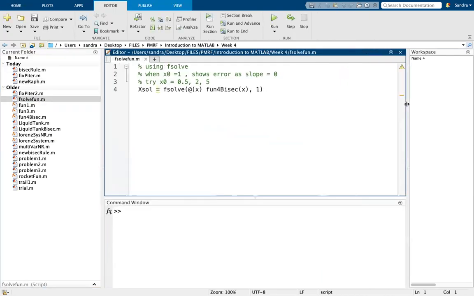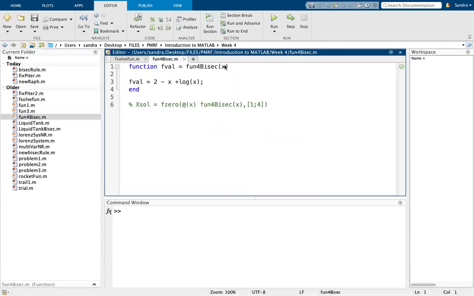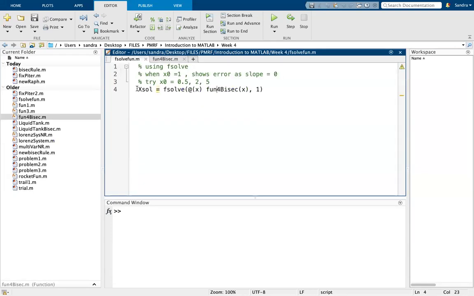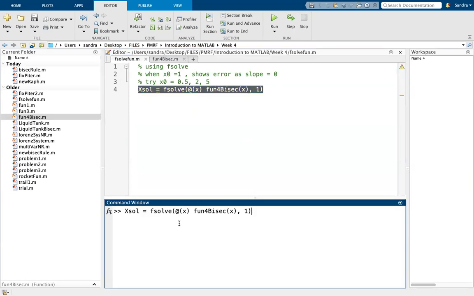Now, what I have to do is, okay, this is a function. The function has already been written, fun for bisect. We have already seen this actually. If you give an x value, you will be getting the function 2 minus x plus log x. That's what fun for bisect does. So the syntax is this. When I give the initial guess 1, we'll see what happens.